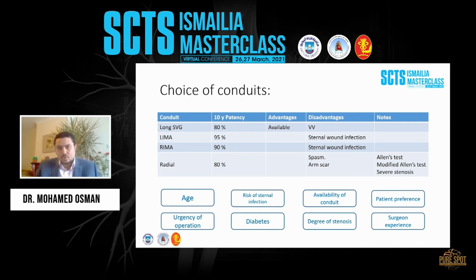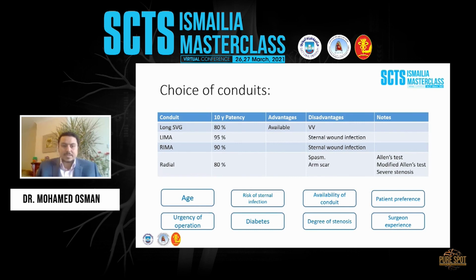Patient's preference also should be involved in the decision making. Some patients would dislike a scar on their forearm when using the radial artery. And also the degree of stenosis. To use the radial artery, we have to put this artery on a high degree of stenosis to get the best results. Surgeon's experience is also a factor.